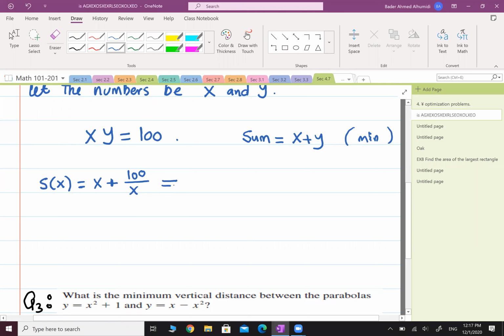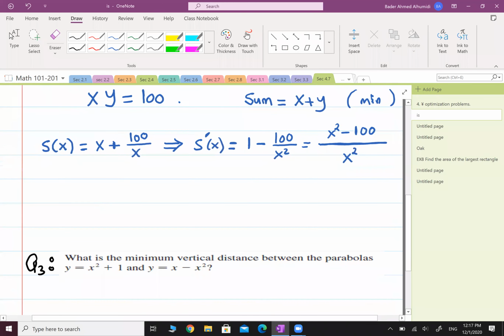What I need to do now is to minimize. So this will be S prime of x, which is given to be equal to, of course, the derivative of x is 1. The derivative of the other one is minus 100 over x squared, as you know. I will try only to simplify this in order to locate the critical values. I have x squared here. Then I have x squared minus 100, which is x minus 10 times x plus 10.